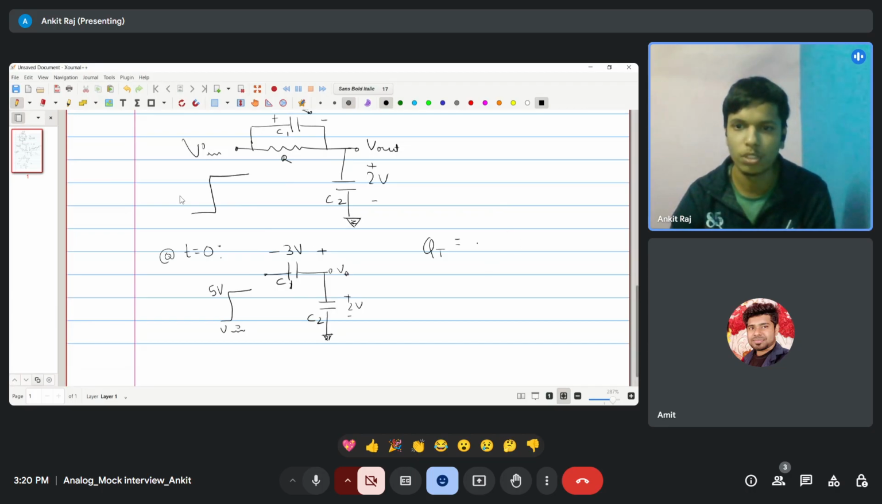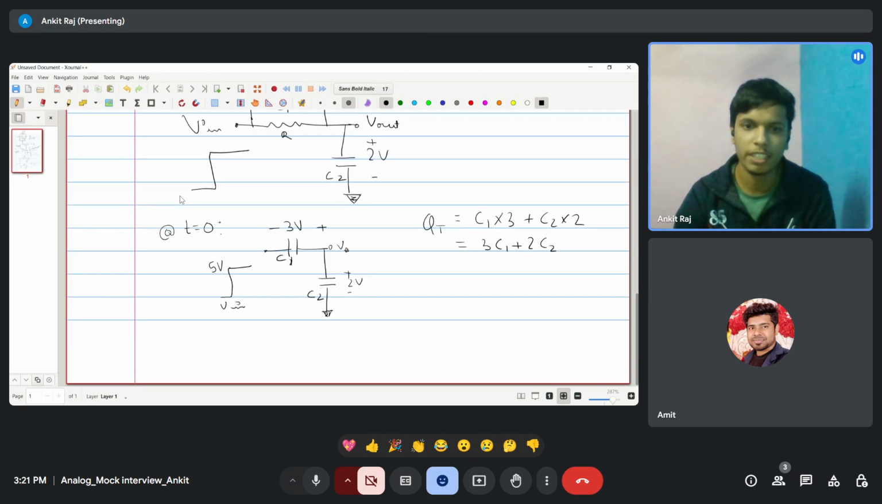So at t less than 0, before the input was applied, the charge on the capacitors will be 3 C1 on C1 and 2 C2 on C2. And when V in is applied, charge sharing will happen, and after V in is applied, the voltage across this, if I take the positive side, will be 5 minus V naught.